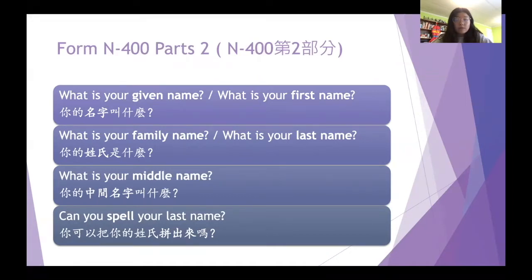What is your middle name? 你的中间名字叫什么？要是没有，就可以说 I do not have a middle name. 或者 My middle name is... 所以要是没有中间名字就答 I do not have a middle name. 要是有的话就答 My middle name is.